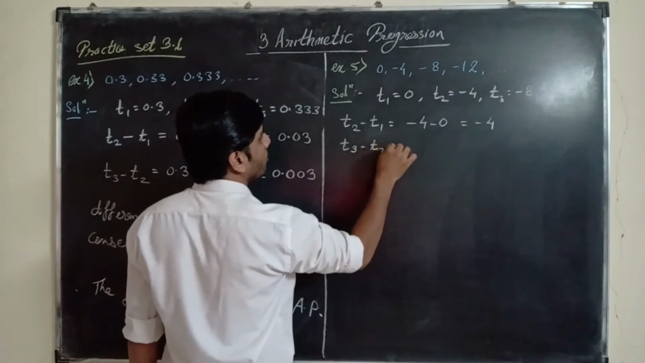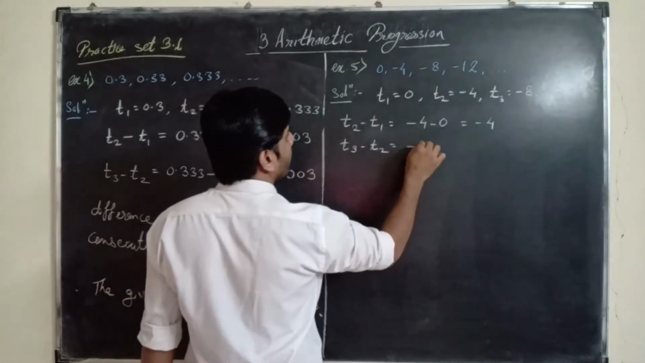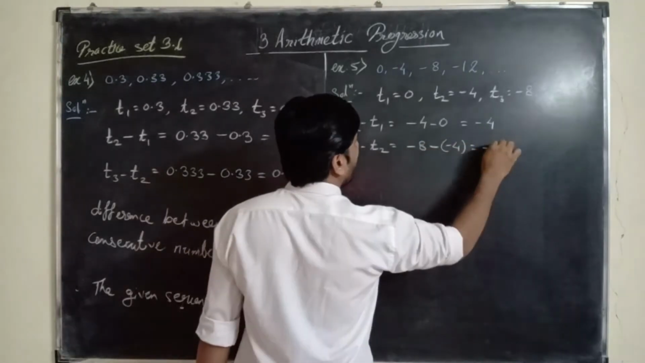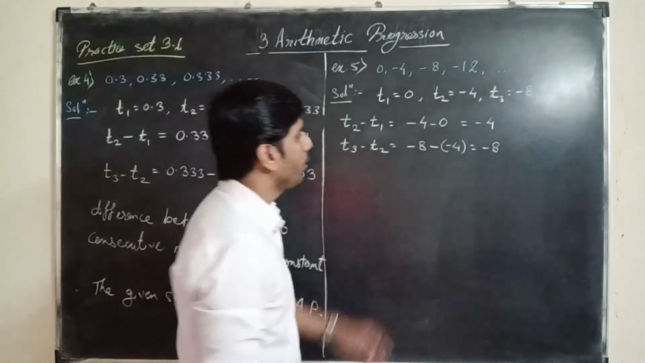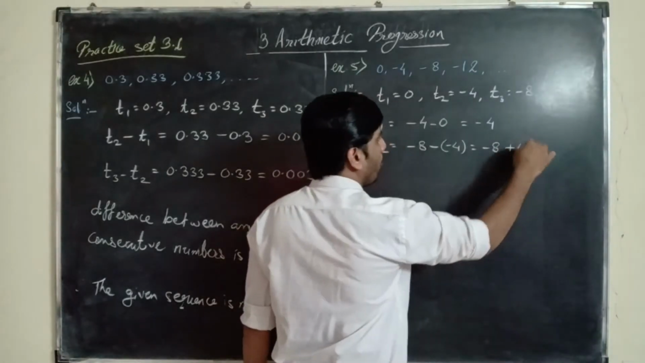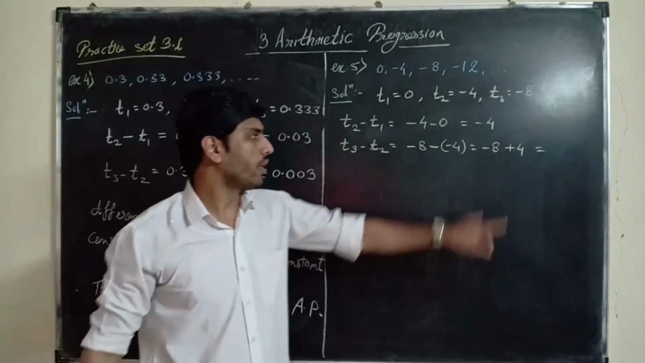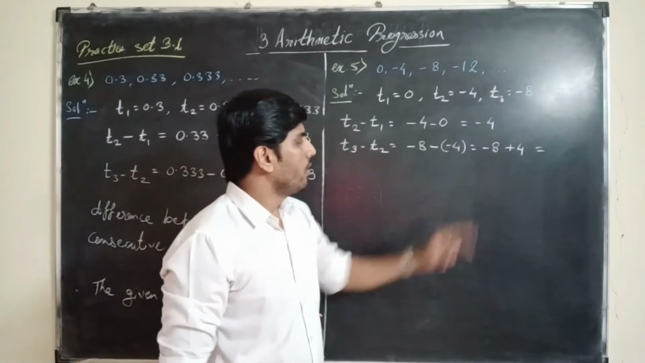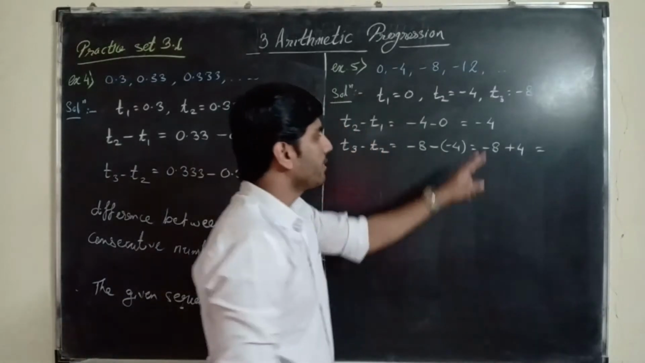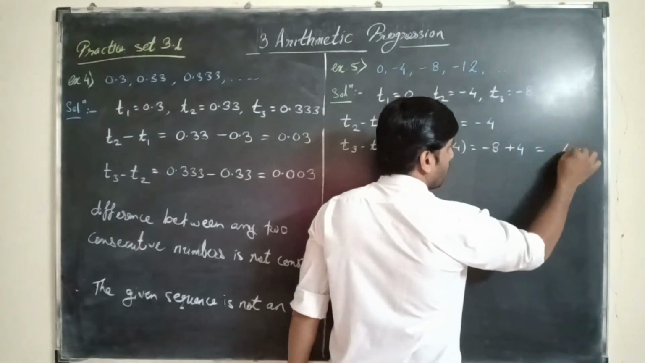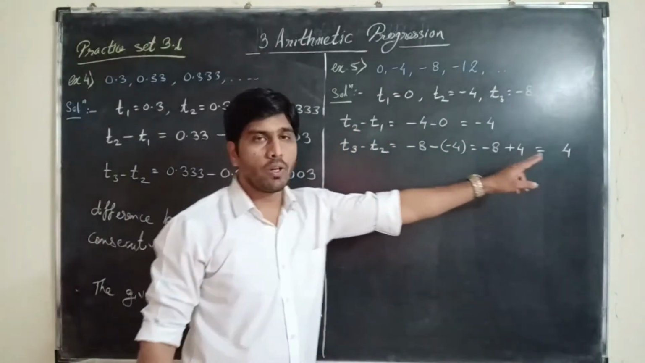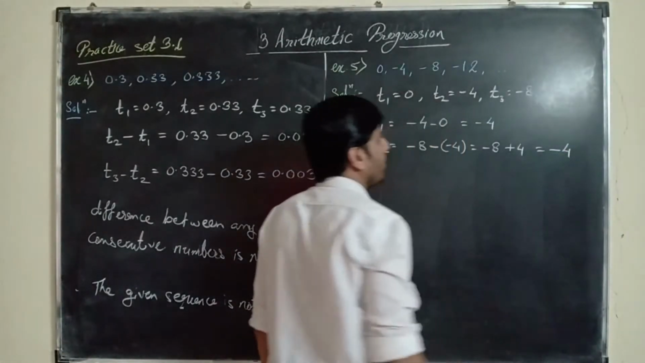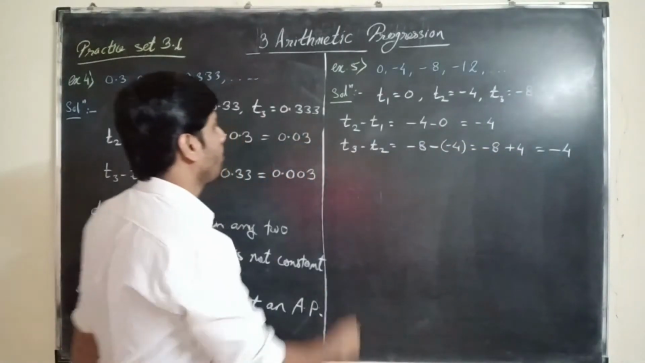T3 minus T2, which is equal to negative 8 minus negative 4. So here negative 8 will remain as it is. Negative into negative will become positive 4. Now here 8 is negative and 4 is positive, so subtraction will take place as signs are opposite. The difference between 4 and 8 is 4, and the greater number is 8. 8 carries a negative sign, so the answer will also carry a negative sign. So again we are getting negative 4.